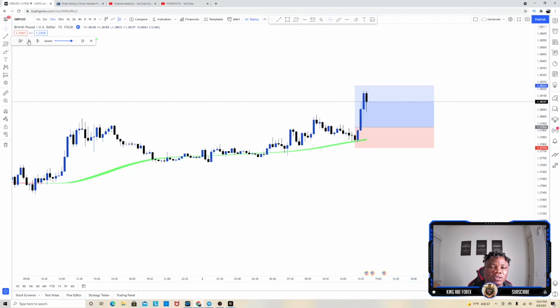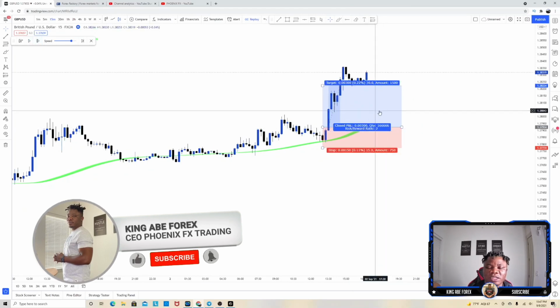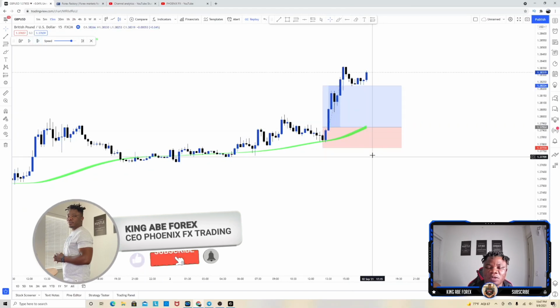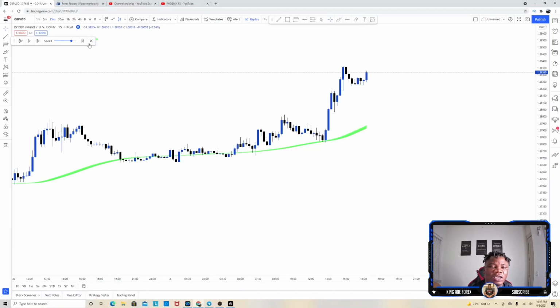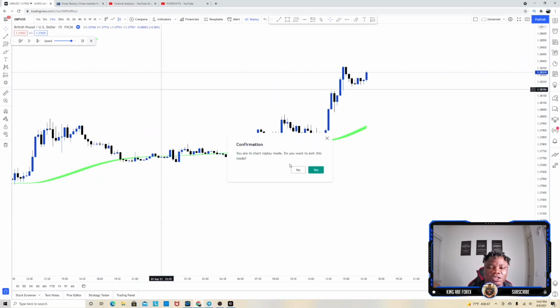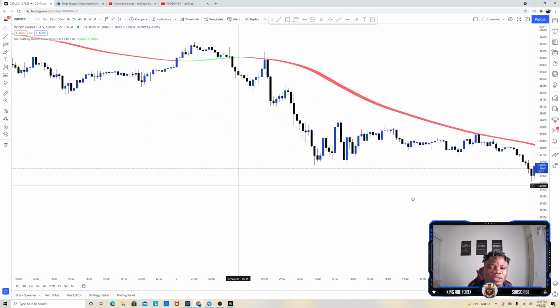So let's take a look and see how this trade played out. Right there we got our take profit smash for 30 pips, stop loss 15 pips. So this is how you use this strategy for a buy position. So let me go ahead and show you guys one more example here.